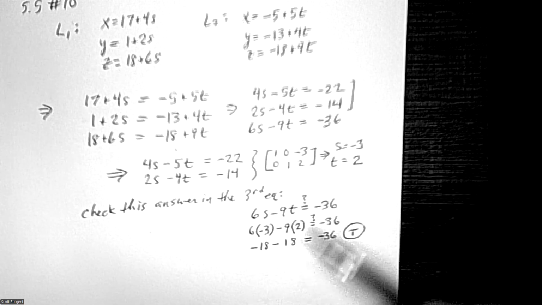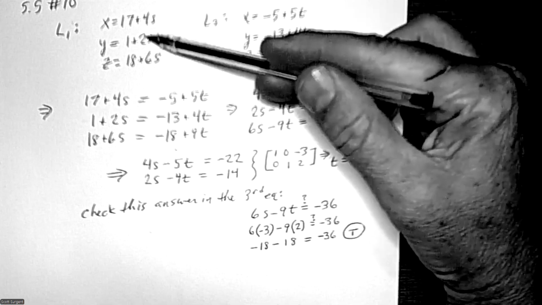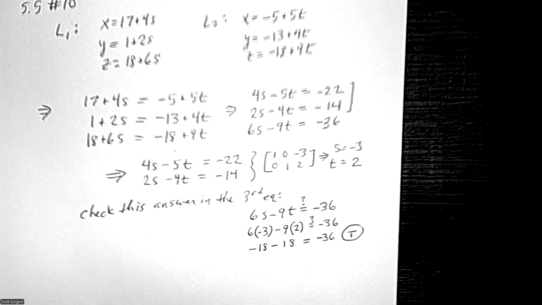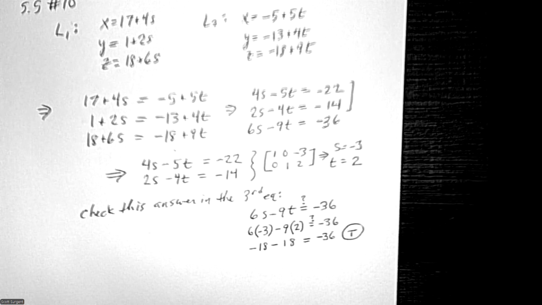That tells us that these things actually intersect. They're not parallel. We can tell they're not parallel because their direction vectors are not multiples of each other. And so they intersect. Now, if this had failed, let's say I checked the answer in the third equation and it failed. Let's say that was a negative 35 right there, and I get negative 18 minus 18 equals negative 35. That's a false statement. That means the lines do not intersect. They would be called skew, S-K-E-W. In this case, they actually did work. So negative 18, negative 18, negative 36, it works great.